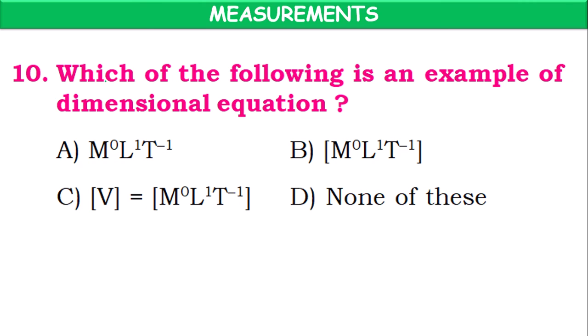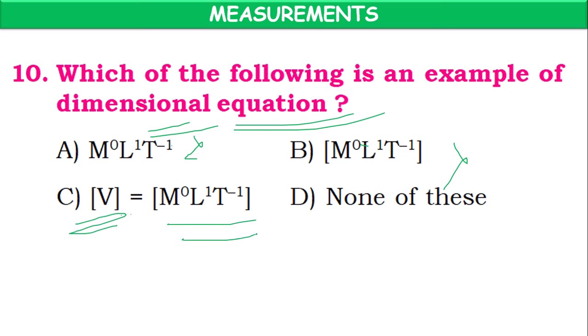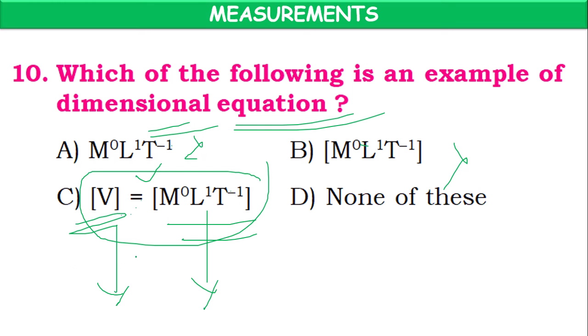Next one. Which of the following is an example of a dimensional equation? A dimensional equation should contain an equality sign because it is an equation. First one wrong, second one wrong, third one, velocity equals M0 L1 T minus 1. On the left side we have the main quantity, on the right side its dimensional formula, and in between we have the equality sign. So it is an example of a dimensional equation. So option C is correct.